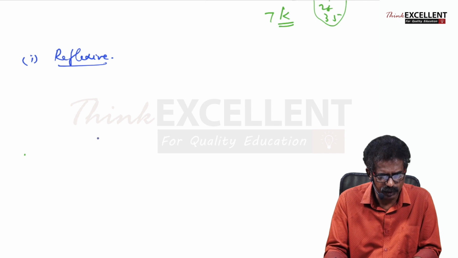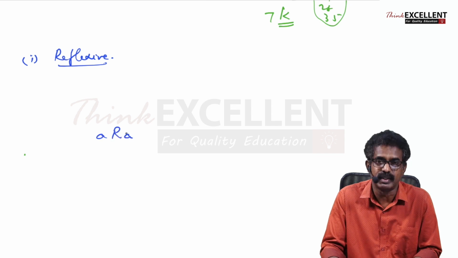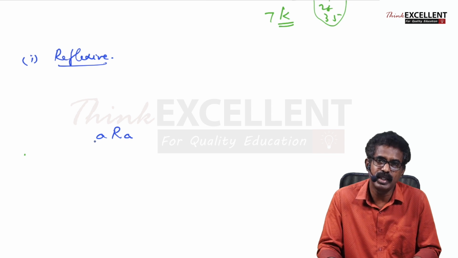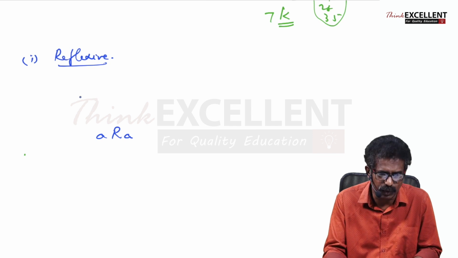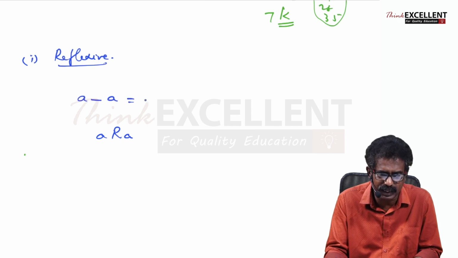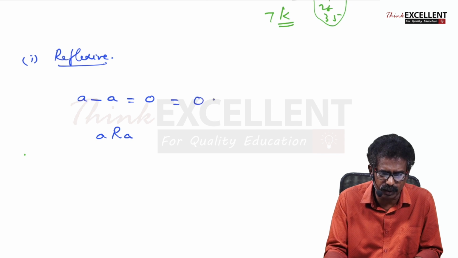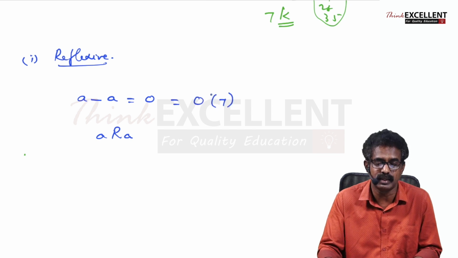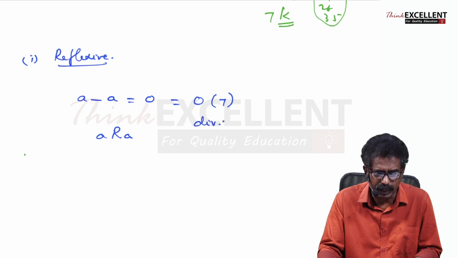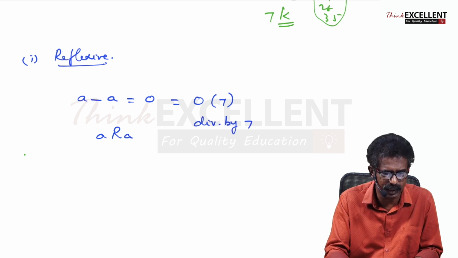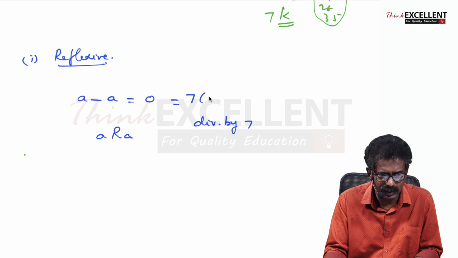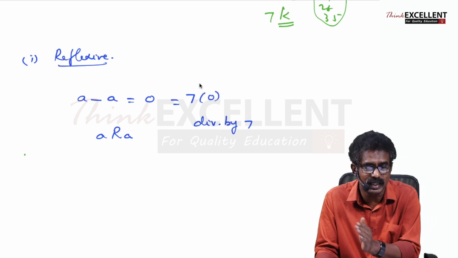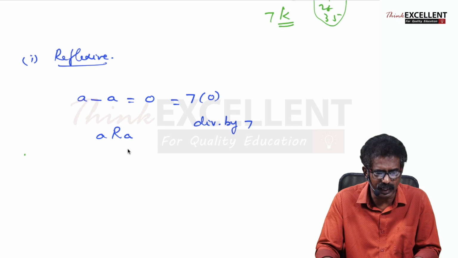What's the meaning of reflexive? A related to A, you have to get, right? If you get A related to A, then you can say it is reflexive. When can you say A related to A? The difference must be divisible by 7. What is the difference? A minus A, which is 0. And 0 can be written as 0 into 7. So better, instead of writing 0 into 7, you write 7 into 0, everything is the same, right? 7 into some integer. 7 into 0 is an integer, so divisible by 7. So A is related to A. Therefore, R is reflexive.